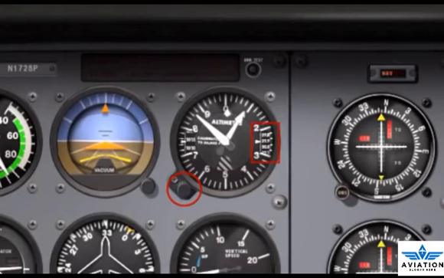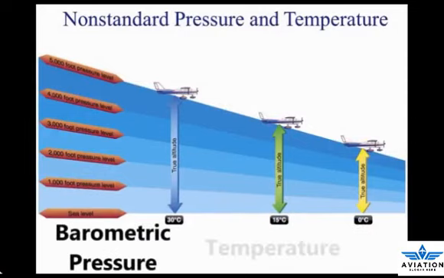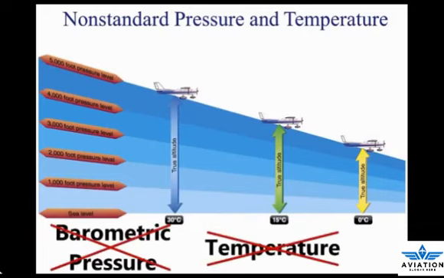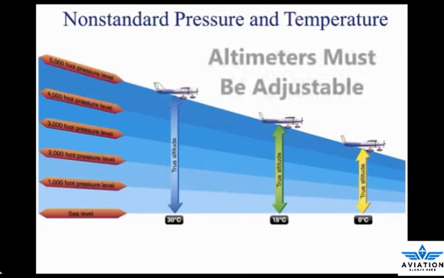It is easy to maintain a consistent height above ground if the barometric pressure and temperature remain constant, but this is rarely the case. The pressure and temperature can change between takeoff and landing even on a local flight. If these changes are not taken into consideration, flight becomes dangerous. If altimeters could not be adjusted for non-standard pressure, a hazardous situation could occur.